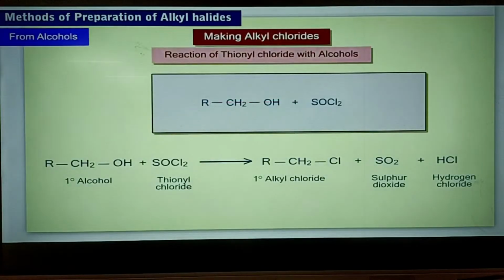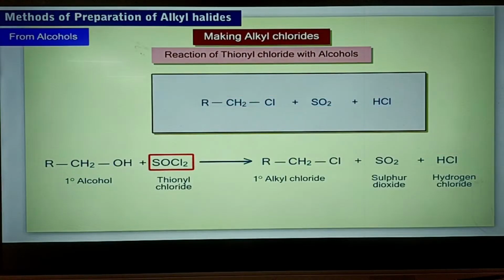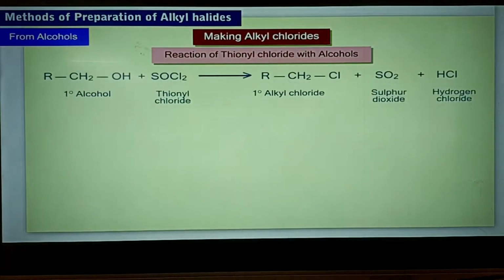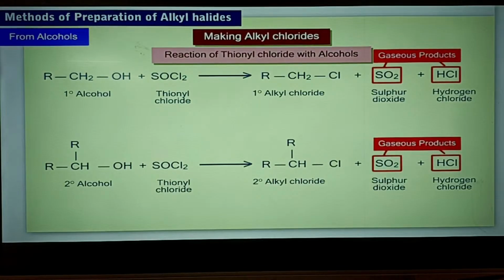An alternative approach to make alkyl chlorides from alcohols is to use thionyl chloride, SOCl2, as a reagent. This reaction is used mainly to prepare primary and secondary alkyl chlorides. Thionyl chloride is preferred because the other products of the reaction, SO2 and HCl, are gases at room temperature and therefore can be easily separated from the alkyl chloride.